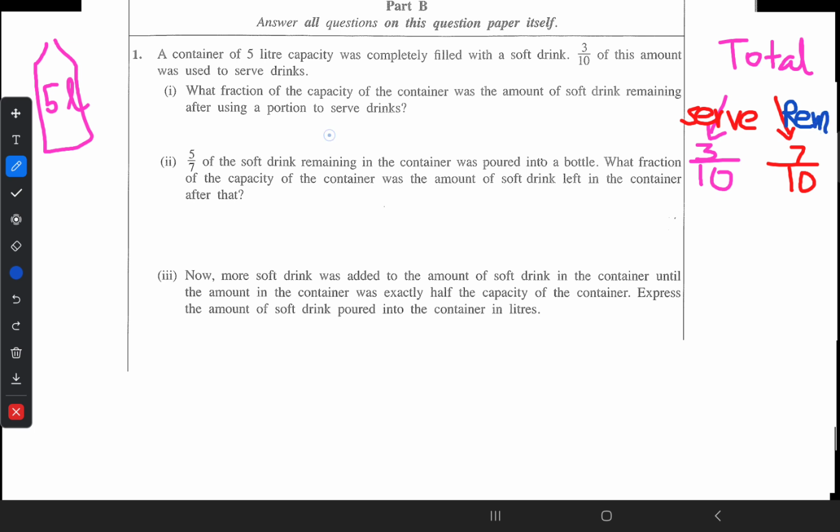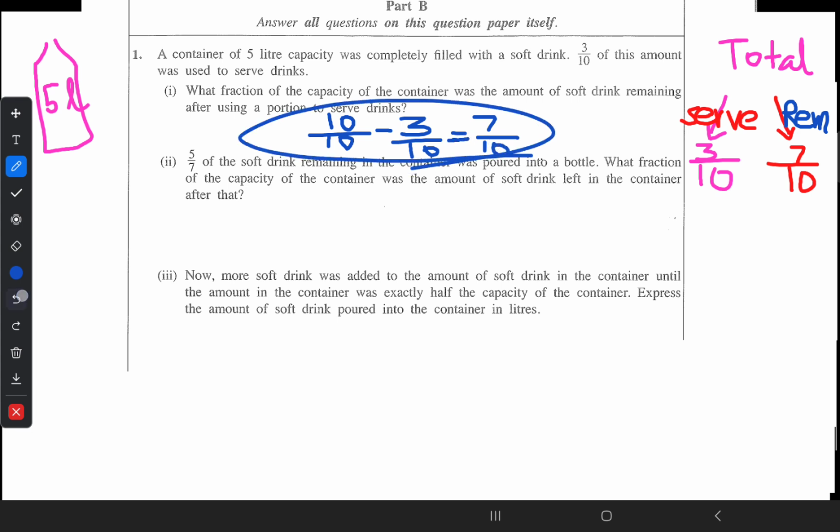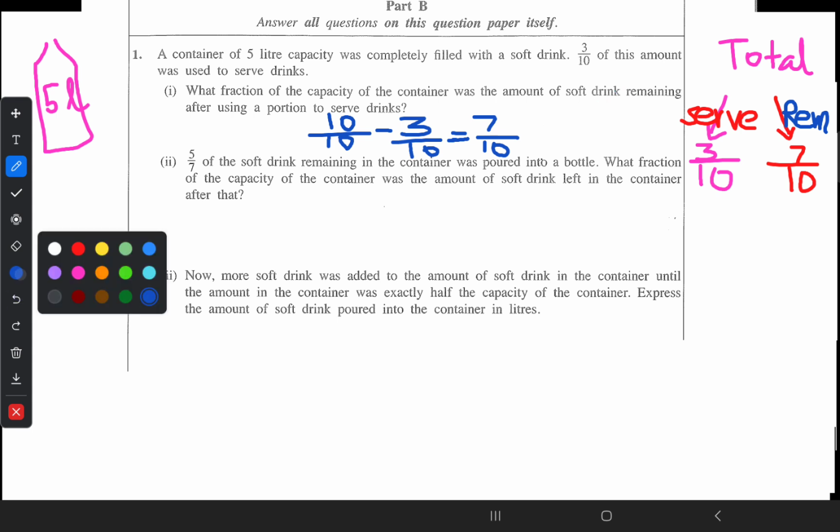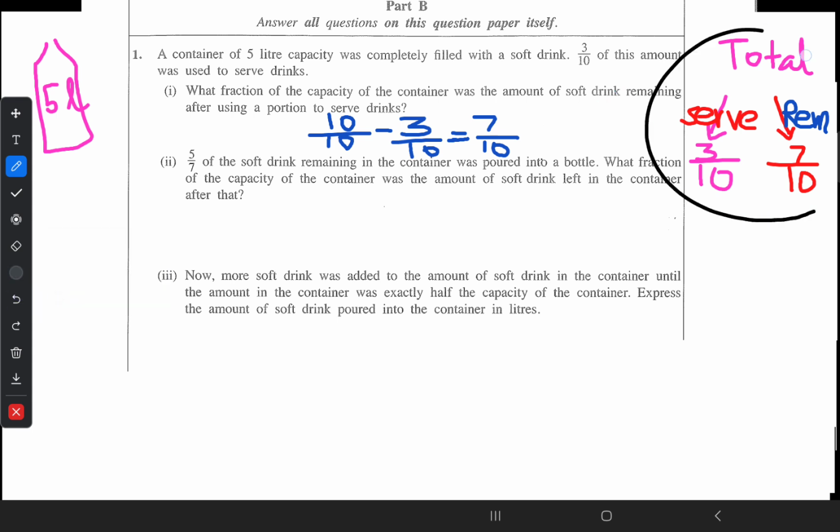How can we find this? Total 10 upon 10. From that, the portion we used to serve, that is 3 upon 10. When you subtract this, that will give you 7 upon 10. That's how we found that. No need to write like this, but in this question, you should write like this to represent your answer. But when you're drawing that in your fraction skeleton diagram, you can directly input that answer. From 10, 3 was served. What's the remaining? 7 portions. That's how we need to mark.